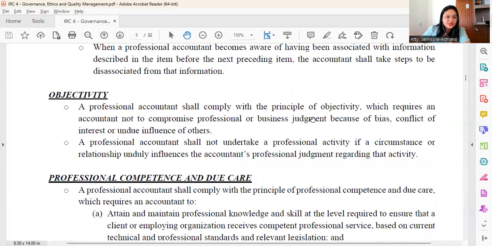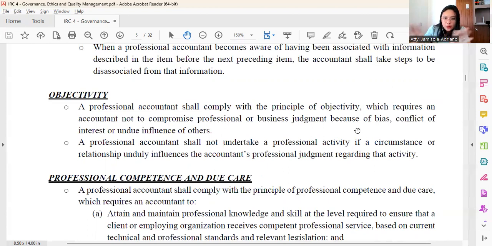fundamental principle is your objectivity. So a professional accountant shall comply with the principle of objectivity, which requires an accountant not to compromise professional or business judgment because of bias, conflict of interest, or undue influence of others. So when we speak of objectivity, this requires your decision-making process, no? Your decision-making process as an accountant. So, is your judgment clouded or not? You should not let personal relationships interfere with your judgment as an accountant.